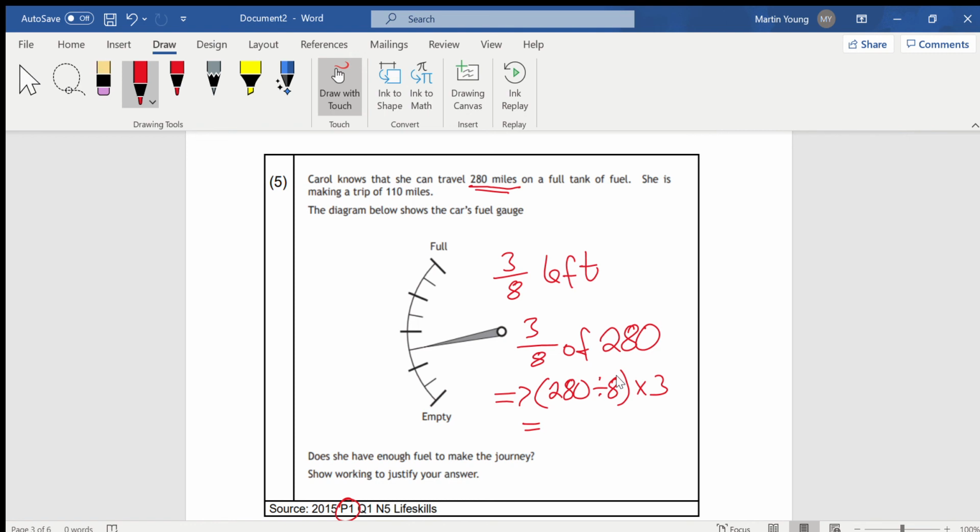So 280 divided by 8. That would actually be 35 if you can do that in your head. If not, just come to the side, do a wee division sum. 3 times 8 is 24, you've got 4 left, so that's where we get the 35 from, okay? And 35 times 3, if we want to do that on the side as well, 3 times 5 is 15, carry the 1, 3 times 3 is 9, so that's 105.